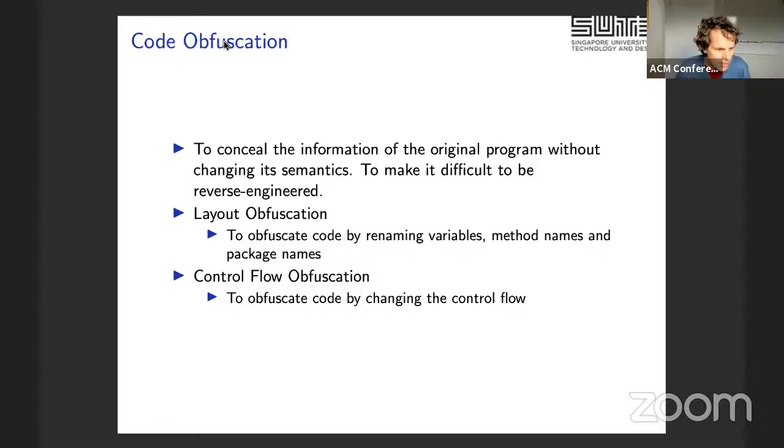Here I would like to highlight that there are at least two main categories of code obfuscation. One is called layout obfuscation, which is kind of simple, where we obfuscate the code by renaming variables, method names and package names, just to make them harder to read, at least for human beings. But there's another category called control flow obfuscation, where we try to hide information by changing the control flow of the original program. The idea is to make even attacks that use static analysis harder. Okay, so that is the idea.